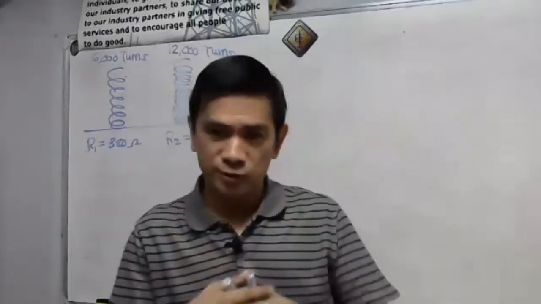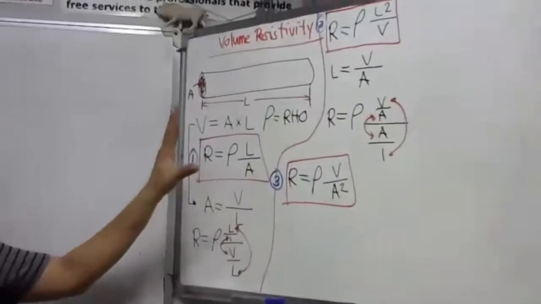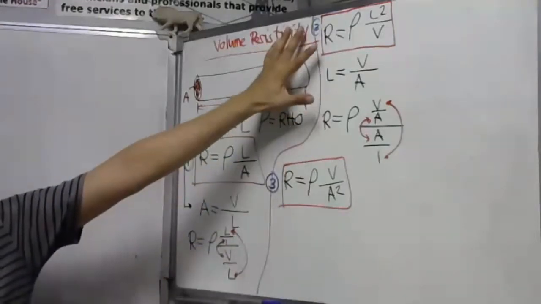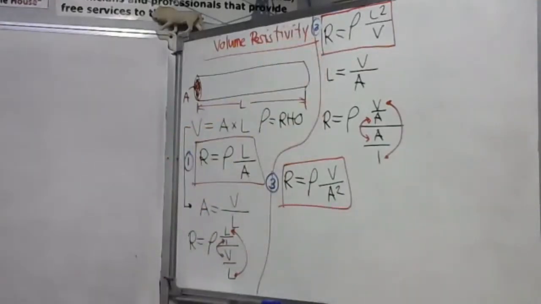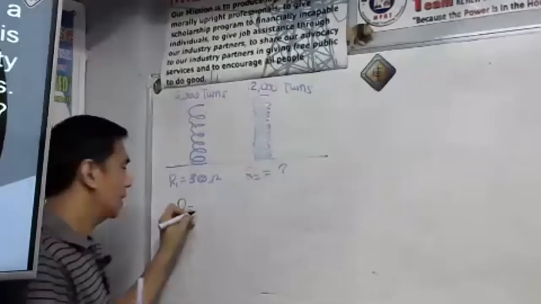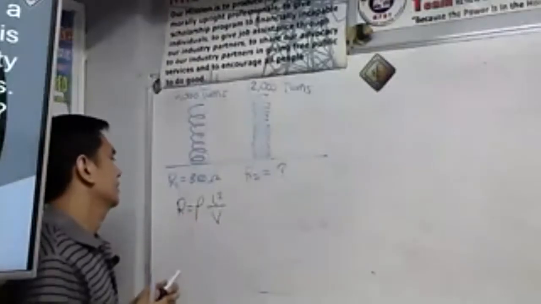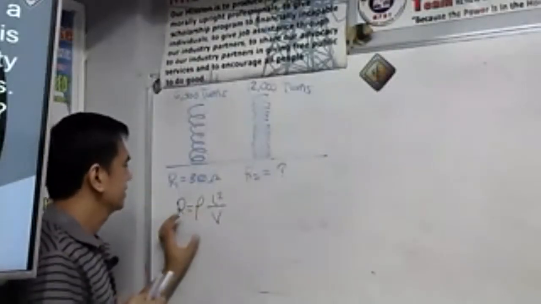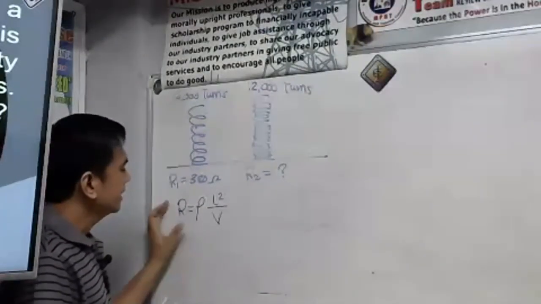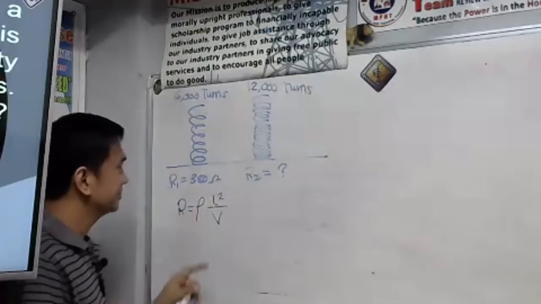Now, what formula are we going to use? Let's take a look at our formula 1, 2, and 3 here. Okay? So, anong formula gagamitin natin dito? Okay, we'll be using this formula number 2. What is formula number 2? Our formula here will be R equals rho L squared over V. Please take a look here at our formula. Rho, resistivity, square of the length, then we have the volume.